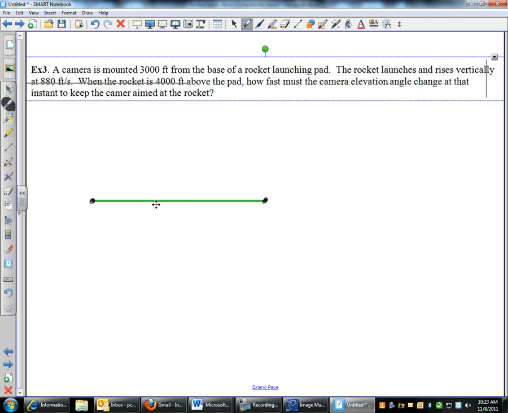I don't think that's going to change. We can always go back and fix it if it is. Okay, the rocket launches and rises vertically. So our rocket will take off vertically. So there goes our rocket. And it ascends at 880 feet per second.